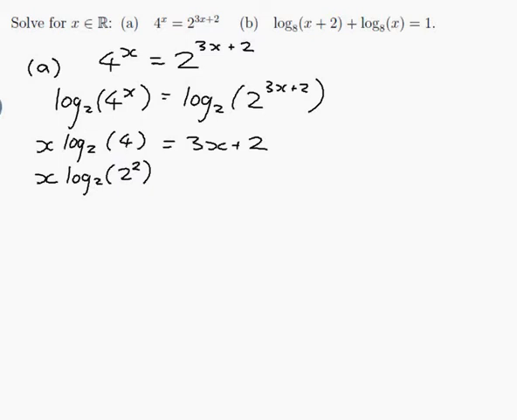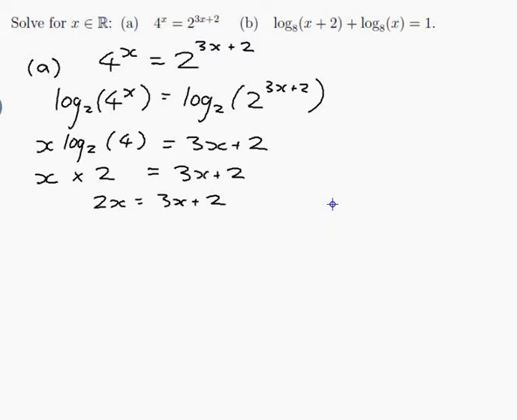And so the log base 2 and the 2 to the power of 2, the log base 2 and the 2 to the power of will cancel, and this will all become 2. So I get x times 2 is equal to 3x plus 2. So 2x is equal to 3x plus 2.